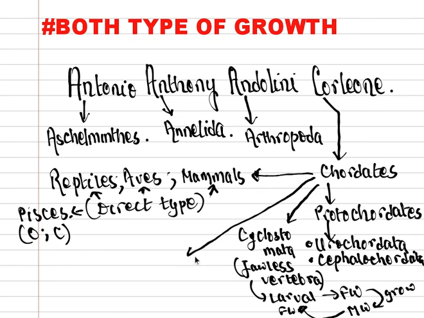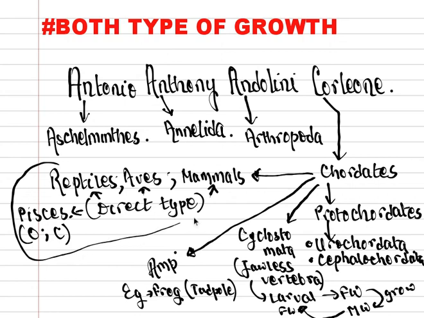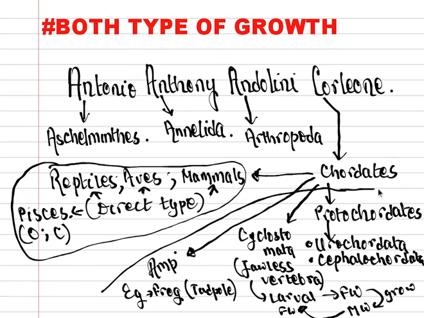And amphibians. Example, frog. We know its larval stage is called tadpole. So these are all the direct type examples we have also known from the trick, and these are all the part of indirect development. Okay, the chordates which show indirect development, that is here. So this was the simple trick.